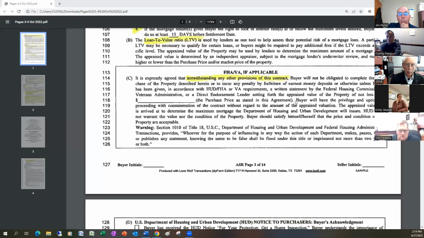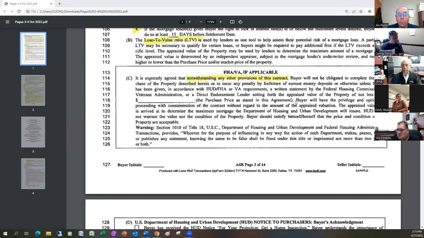But up to that point, basically what it's stating is, if the house doesn't appraise, irregardless of what was agreed upon in the rest of the contract, it doesn't matter. The buyer does not have to continue with the purchase, and they can basically terminate and get their deposit money back. Buyer will not be obligated to complete the purchase, notwithstanding any other provisions of this contract.